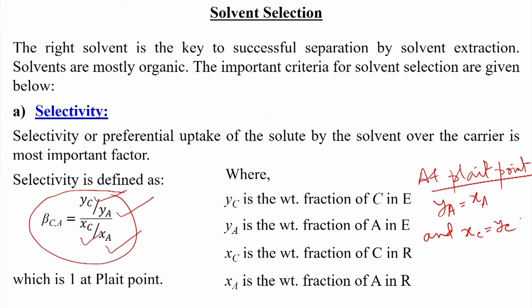Because if we remember, the plait point in any triangular diagram, maybe right angle or equilateral triangular diagram, is the common point of both the extract arm and the raffinate arm. So there we can say Y A is equal to X A and X C is equal to Y C, or we can say the solute concentration in both phases, extract as well as raffinate, is the same. So whenever it is 1, it means it has reached the plait point. So our target will be to get this beta value more than 1, so that selectivity, or we can say separation, will take place.